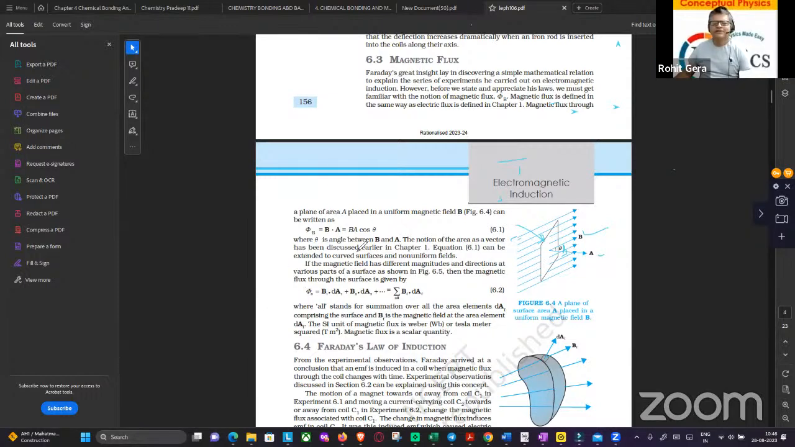Okay, so this scalar product B dot A, like in Gauss theorem, it was E dot A, the electric flux there. It is magnetic here. So this term B dot A gives you the magnetic flux, where theta is the angle between B and the area vector. Area vector is drawn perpendicular to the area.